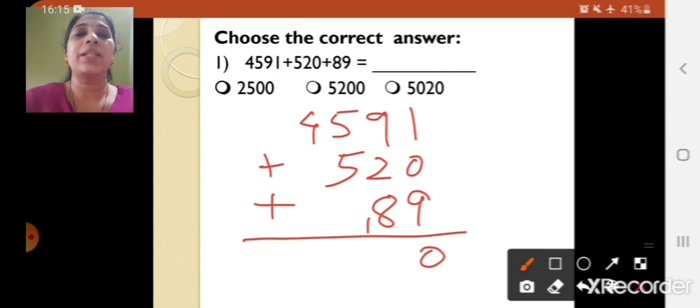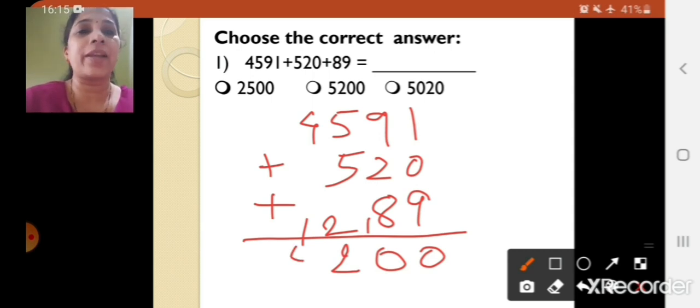9 plus 2 is 11. 11 plus 8 is 19. 19 plus 1 is 20. So 0 written, 2 carried over. 5 plus 5 is 10 and 10 plus 2 is 12. So written down 2, 1 carried over. 4 plus 1 is 5. So this way you will do the calculation in some rough book, and then what answer have you got? 5200. Now where is 5200 in the options? This is your answer. So you will select 5200, right? Let's move to the next one.